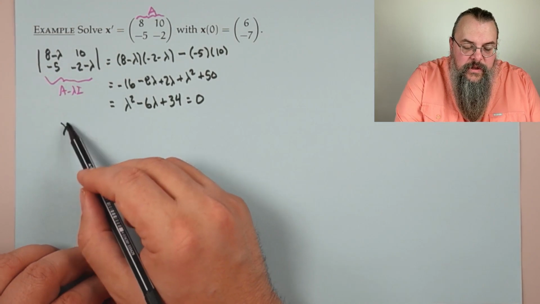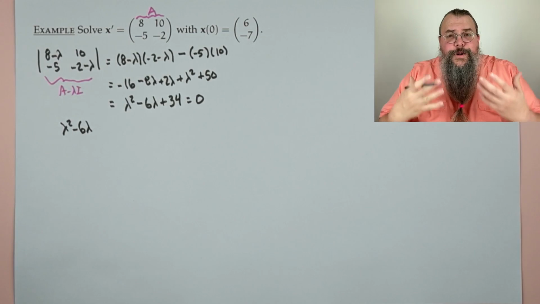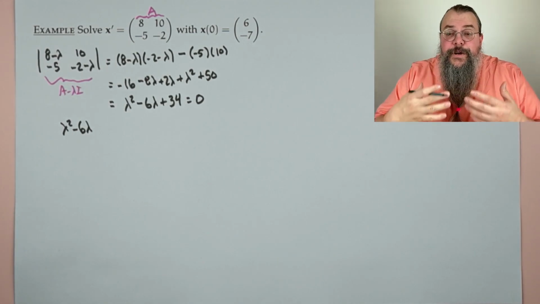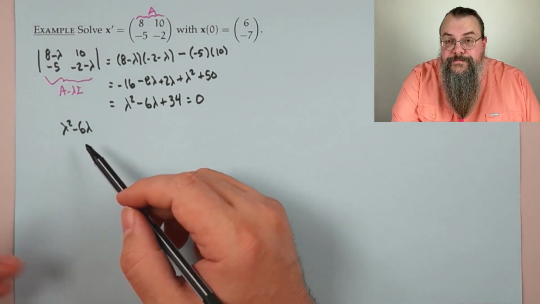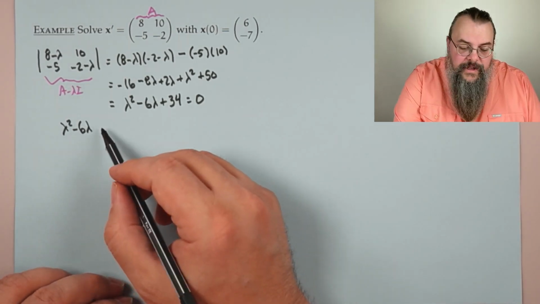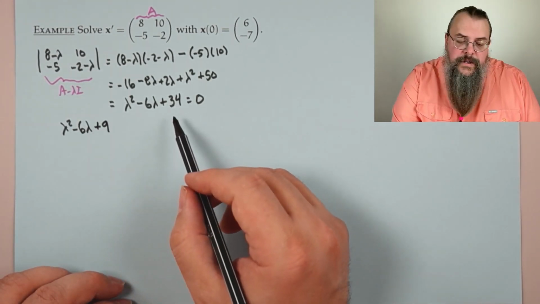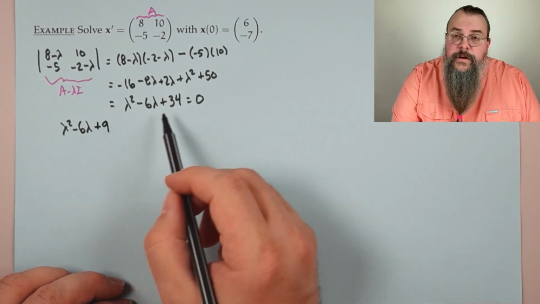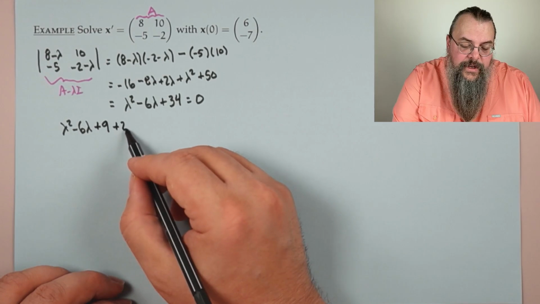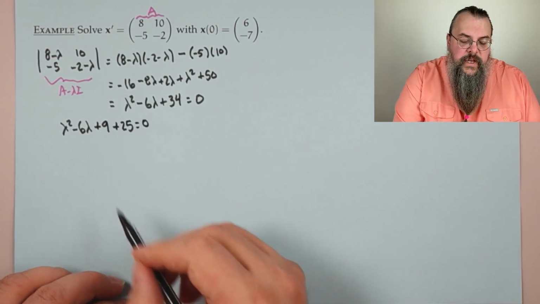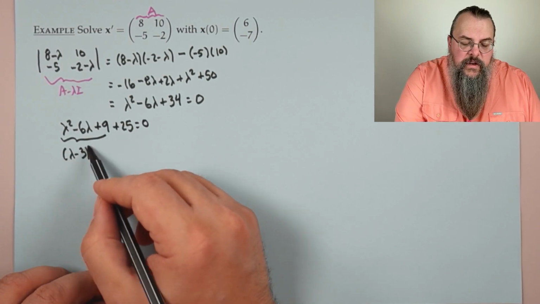Well, we say, look, let's start with the lambda squared minus 6 lambda. And then we say, what do we need to add so that we're complete? Well, you take the negative 6 divided by 2, negative 3, square it, 9. So we need to add 9. But we have 34. So if I took away 9 from 34, what's left? 25. Okay, cool. So that would become lambda minus 3 squared.